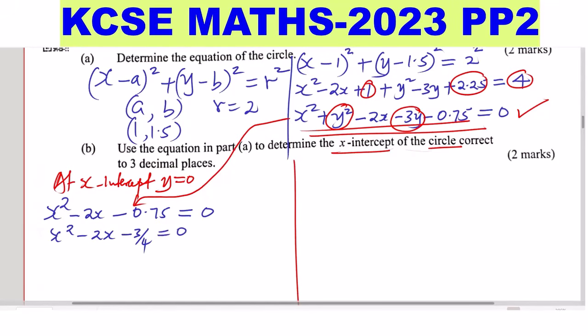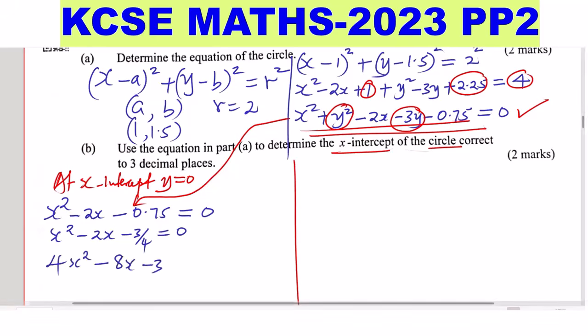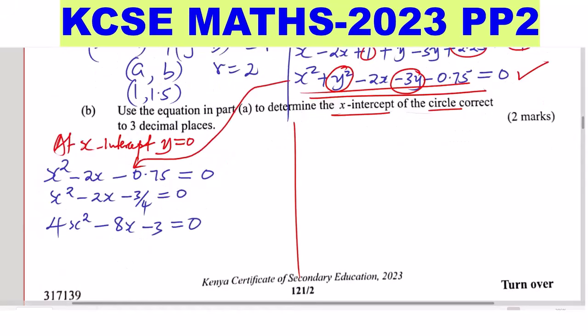So let me multiply each term by 4 to get rid of this fraction here. I'll get 4x squared minus 8x minus 3 is equal to 0. So when I solve this quadratic equation, it will give me the x-intercept. And let me use the quadratic formula to solve this.